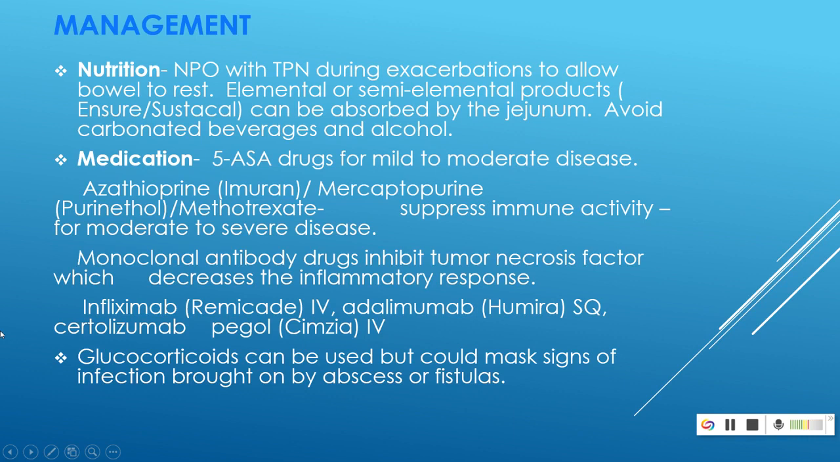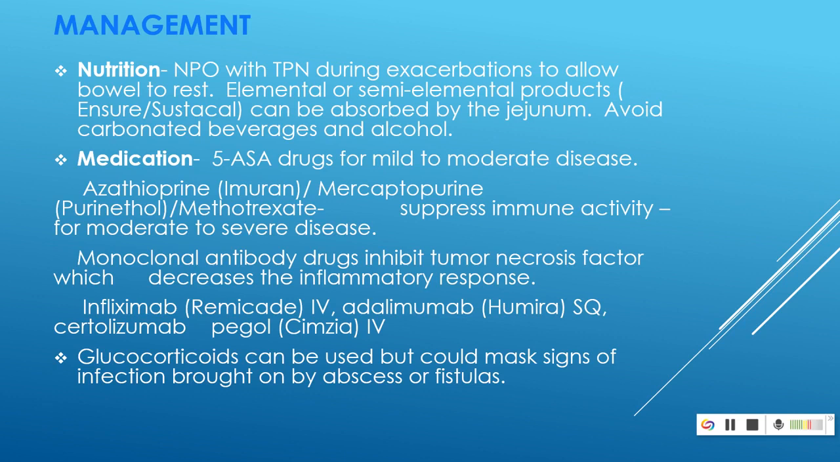Management, nutrition. These people are going to be NPO, and we'd start TPN on them during exacerbations. Why? We have to allow the bowel to rest. If the GI tract is irritated and inflamed, we cannot put any nutrition through it. You could use elemental or semi-elemental products, which can be absorbed by the jejunum. So if we're not having any Crohn's in the small intestine area, then we can put this type of nutrition straight into the jejunum and get it absorbed there.